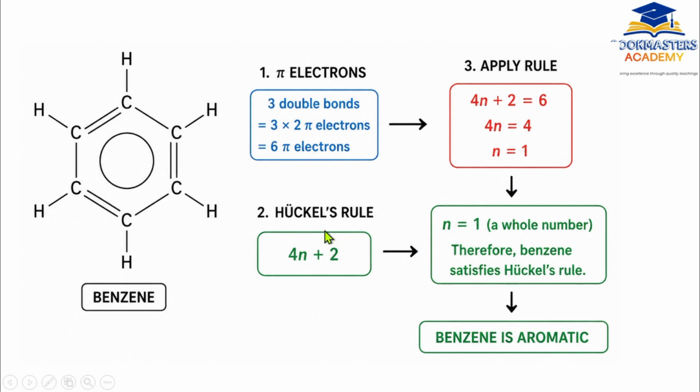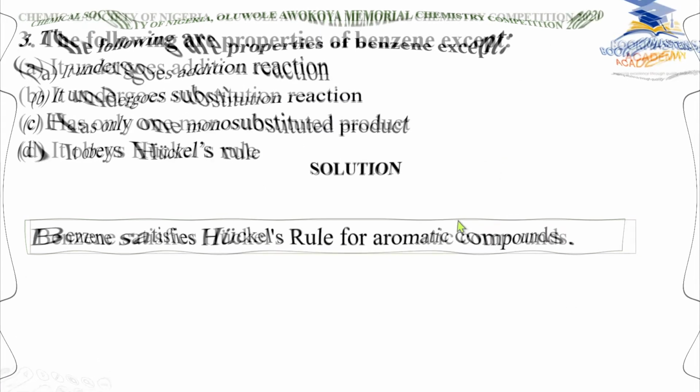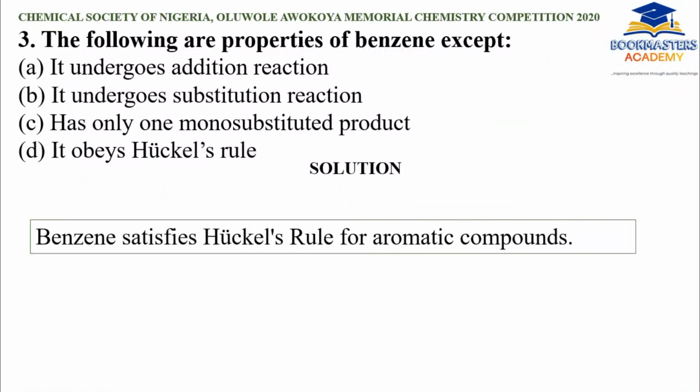So what we do to check for this Hückel's rule is that we equate it to the number of pi electrons, and if our answer is a whole number, then that compound exhibits Hückel's rule. So benzene passes all these tests. Benzene satisfies Hückel's rule for aromatic compound. So what next? A is correct. And if you still want to know more about addition reaction, benzene and stuff, you can check up question 1. And like I said, the link is easy to find.